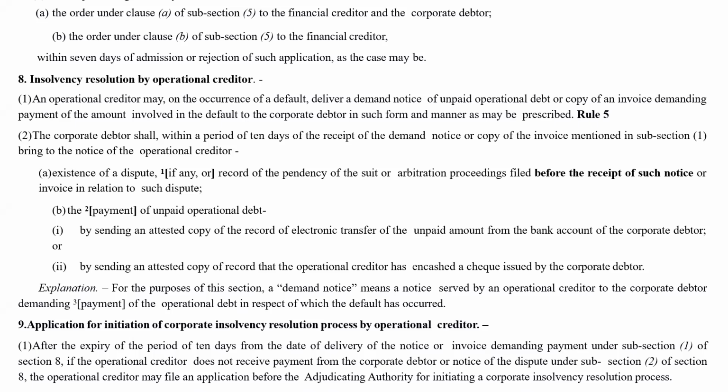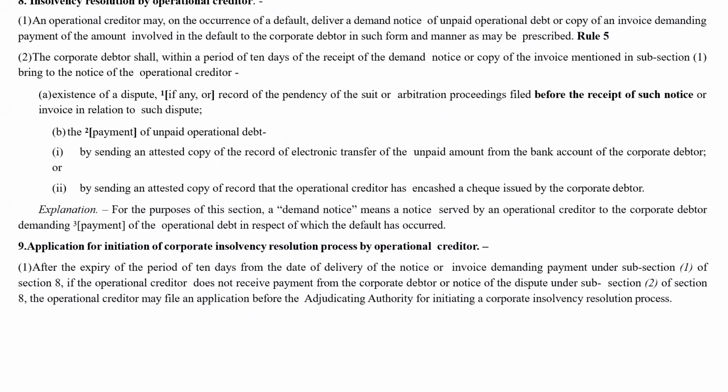So he will act in either of the following ways. Number one, he will point out that there is a dispute or there is a suit or arbitration proceeding. Second is, he may say that I have already paid. Okay? These are the two things he will say. Now, if he doesn't say that there is a dispute or he doesn't say anything about the payment, then you can file this application. But while filing this application also, you have to submit an affidavit that the dispute has not been raised by the corporate debtor.